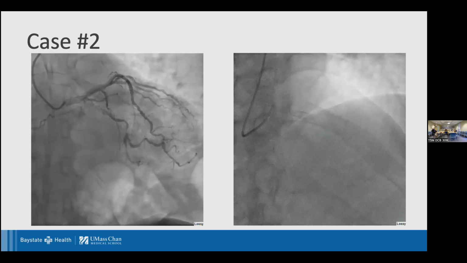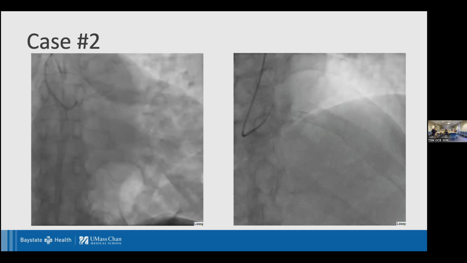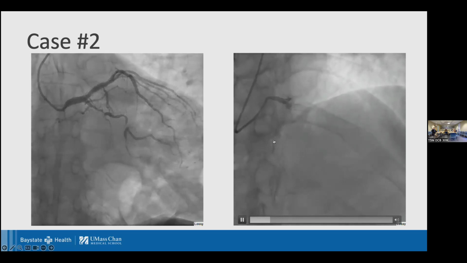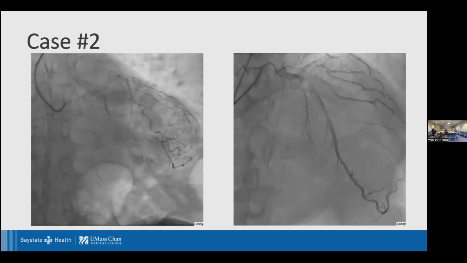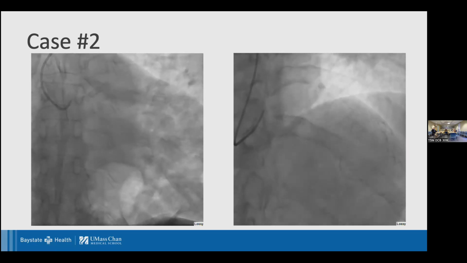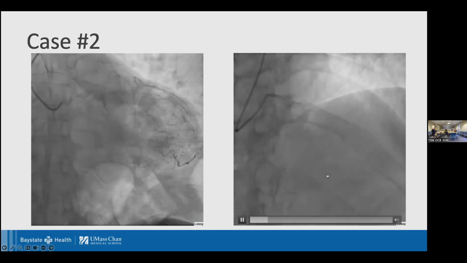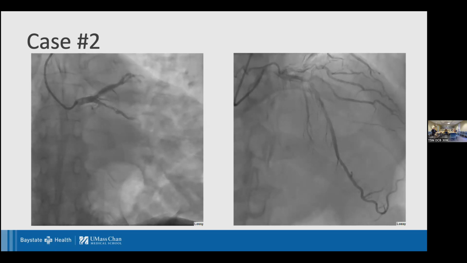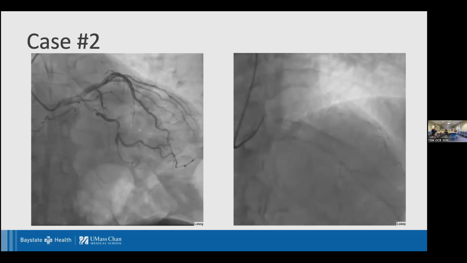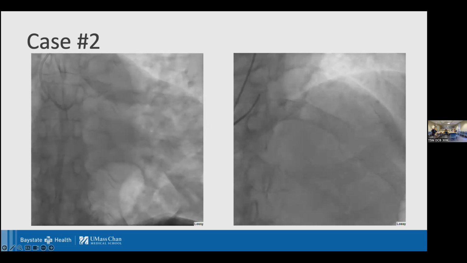And you can see that the LAD stent looks pretty good. Big cranial shot there, I think. The LAD stent looks good, but distal to the LAD stent, there is some area of disease, kind of moderate disease there.